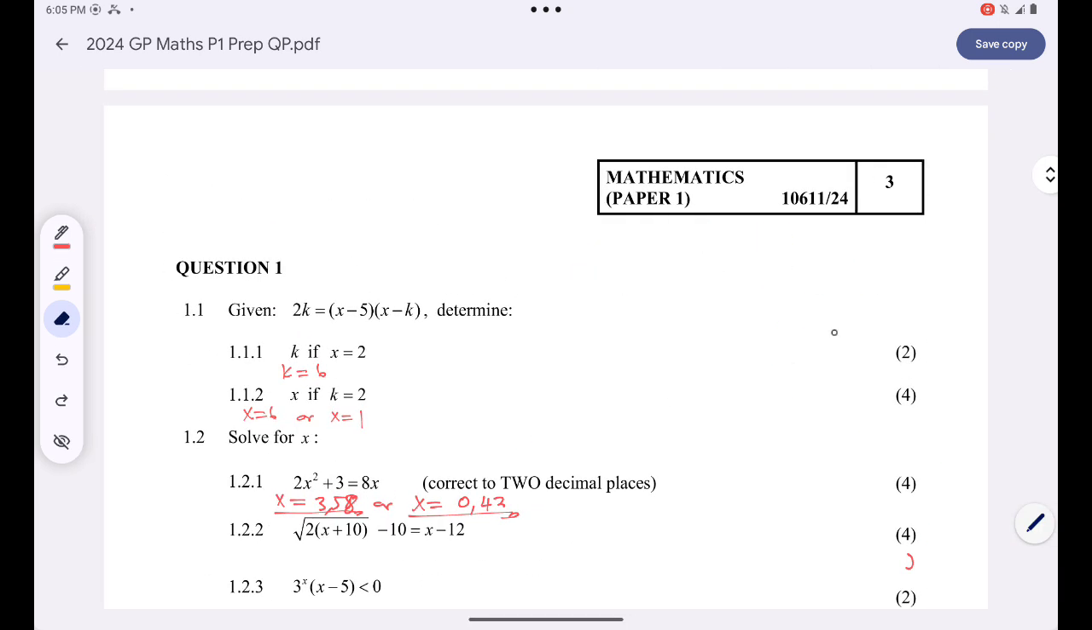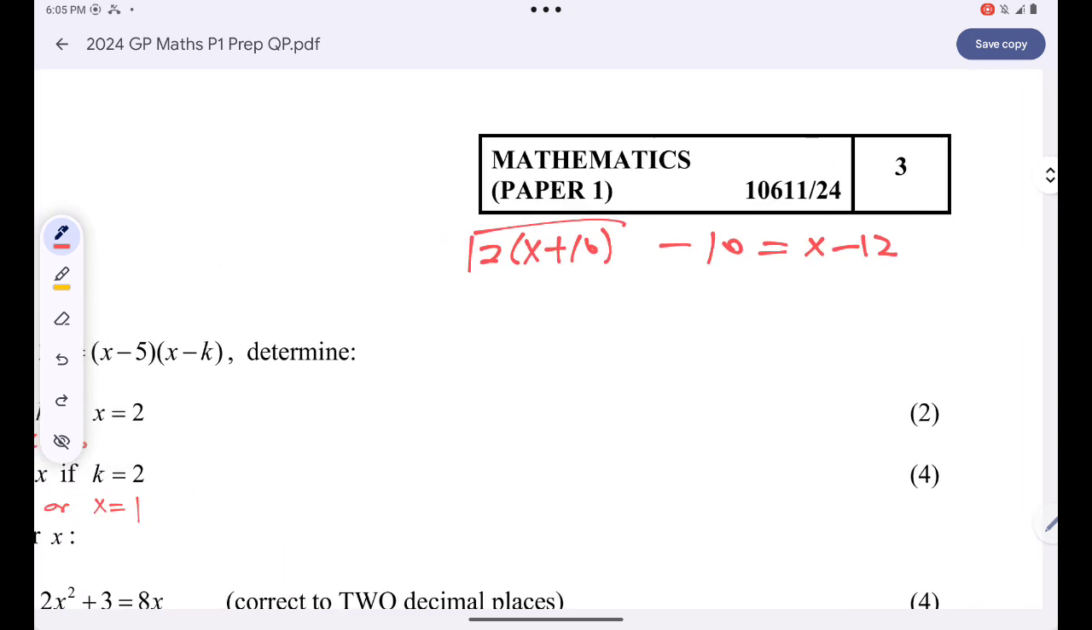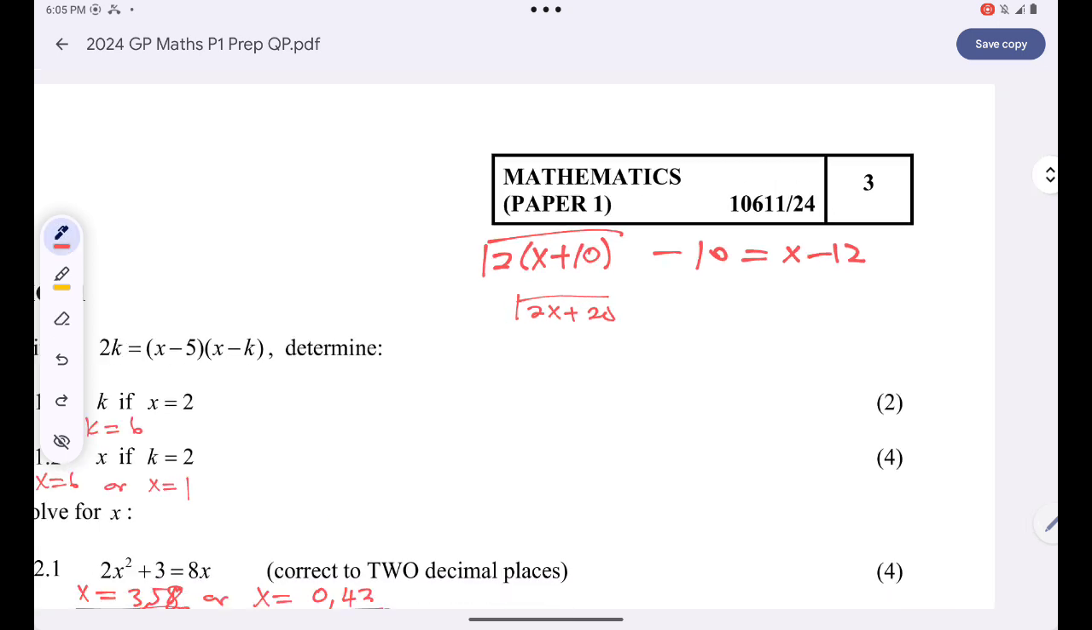The equation simply says I have the square root of 2 multiplied by x plus 10, minus 10, is equal to x minus 12. Okay, the first thing I need to do, guys, is to just isolate the square root. Inside the square root, I'll end up having 2x plus 20. Remember that, guys, this is a 10, right? Excuse my handwriting, it looks like a 16, but that's a 10 over there.